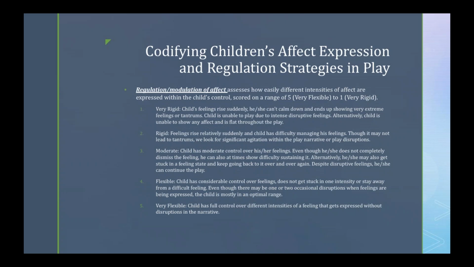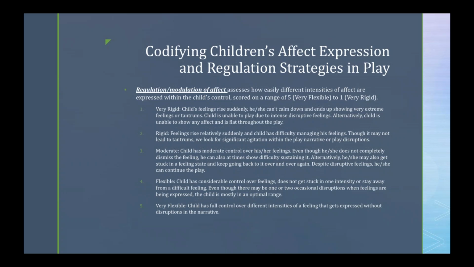Alternatively, he or she may also get stuck in that feeling state and keep going back to it over and over again. Despite disruptive feelings, he or she can continue the play. We give a score of 4, flexible affect regulation, when the child has considerable control over feelings, does not get stuck in one intensity or stay away from a difficult feeling.